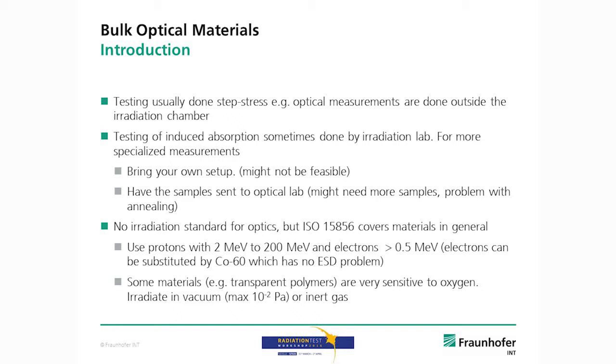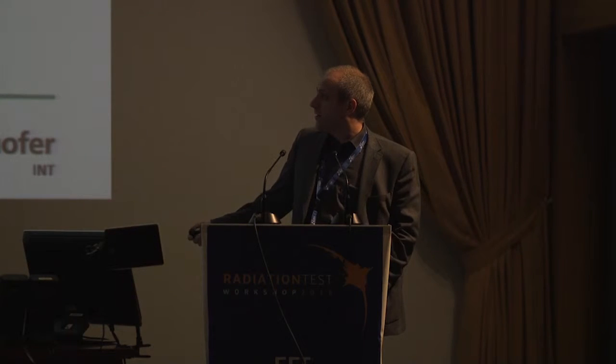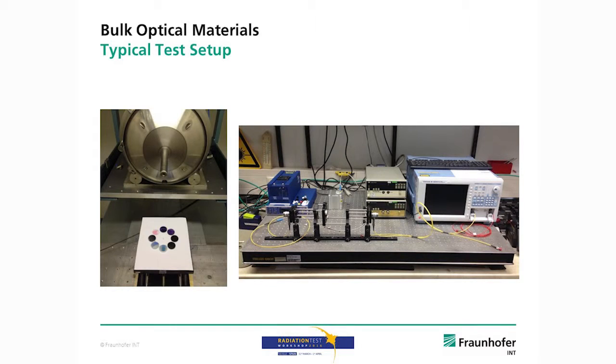if you use electrons, you induce charge. If you induce charge in the insulators, and go to higher fluences, you may run into problems with dielectric breakdown, which you do not have with cobalt-60, because it doesn't induce a net charge from the outside. And then, a lot of glasses are inorganic components, but there are some transparent polymers. And if you go to polymers, then you are also always sensitive to oxygen. Then you always have to irradiate in a vacuum, like we've seen in the talk before, or in an inert gas.